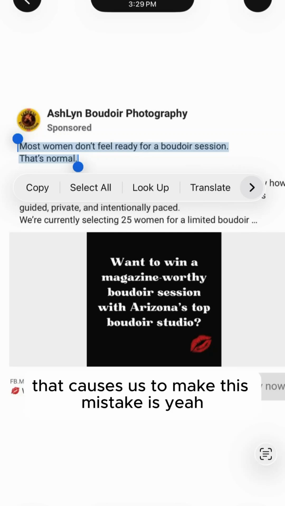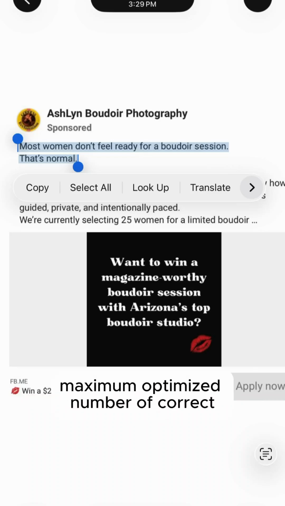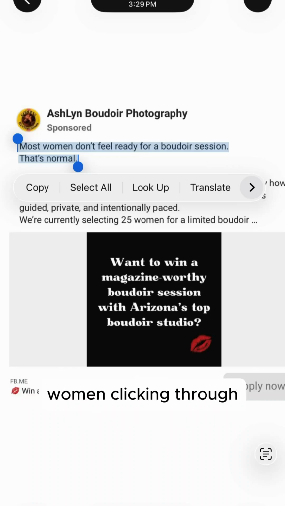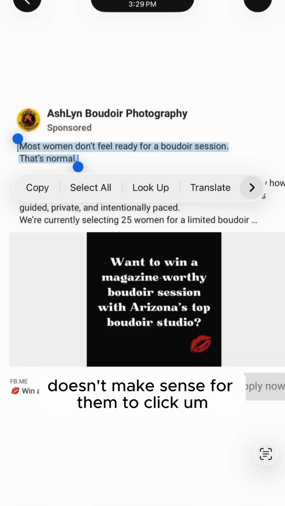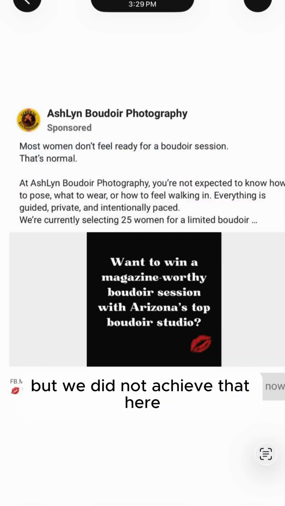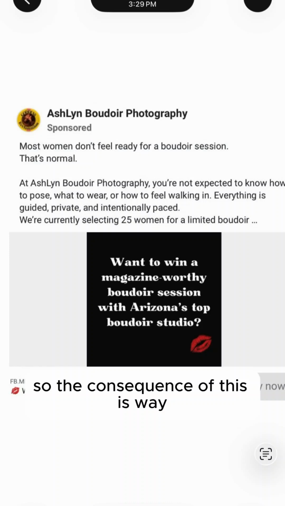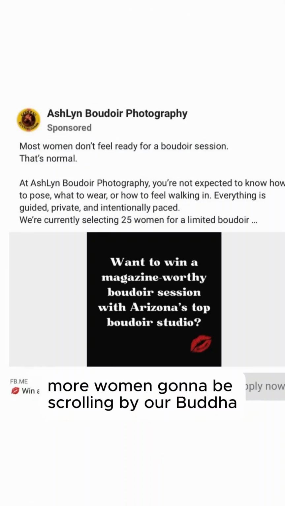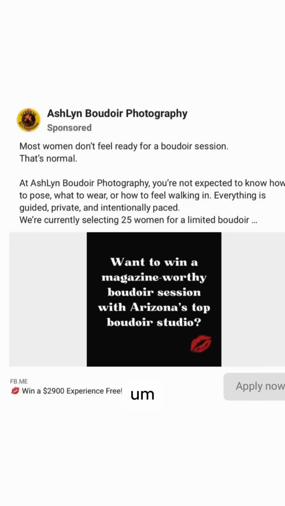The false belief that caused us to make this mistake is, yeah, we feel we got enough context to have the maximum optimized number of correct women clicking through, eliminating the people for whom it doesn't make sense to click. But we did not achieve that here. We're missing a lot of context. So the consequence is way more women are going to be scrolling by our Boudoir Facebook ad than normal, pulling our unique CTR under 6% and increasing our probability of having BLCS, Boudoir Low Click Syndrome.